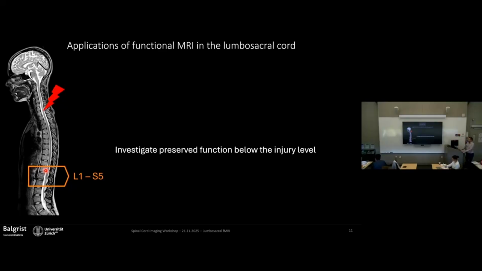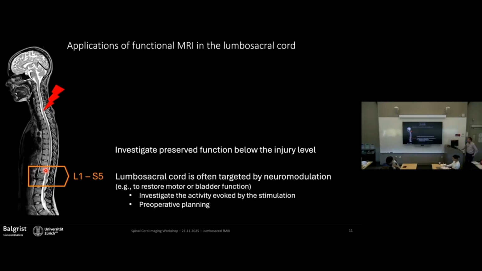fMRI could be used on one hand to investigate the preserved function below the level of the injury, so we could probe the function of those neurons below the level of the injury, and this region is also often targeted by neuromodulation and neurostimulation. The idea is that it can partially restore then the normal functioning of these neurons.